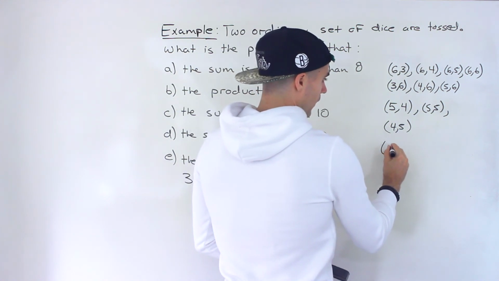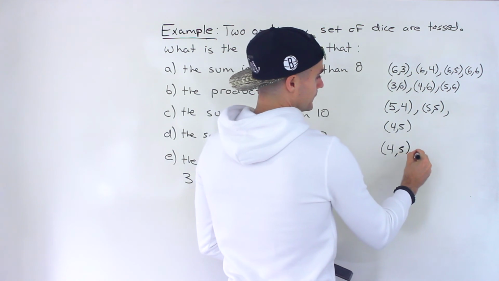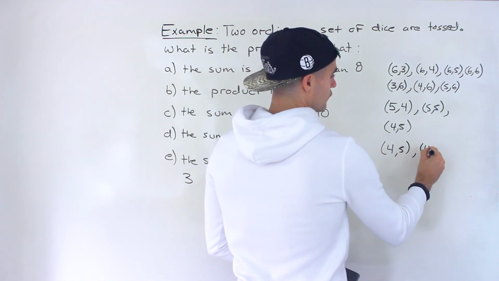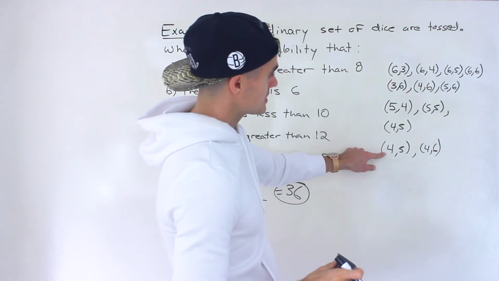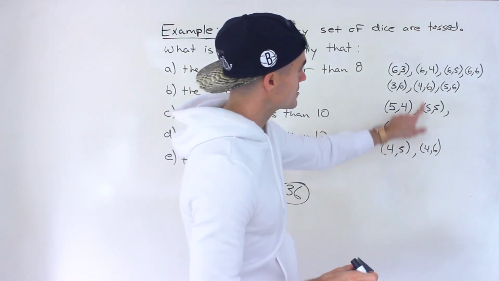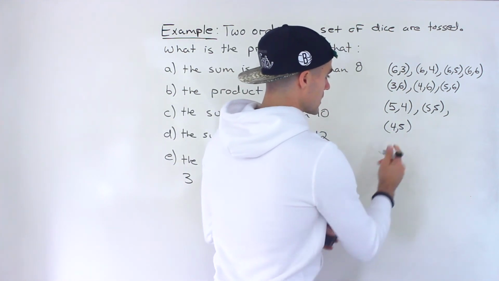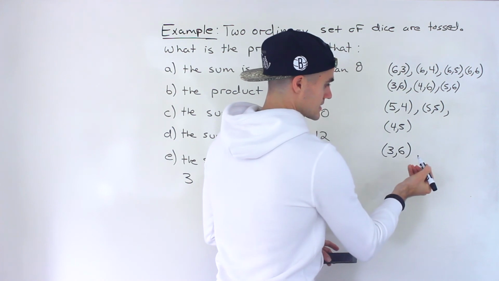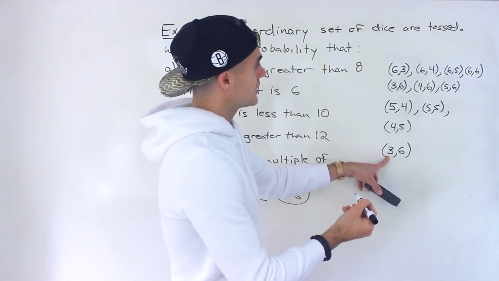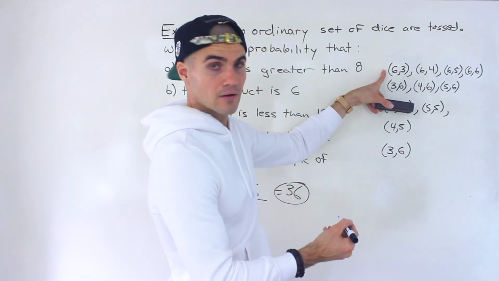What about 4? Well, the only way 4 can work is if we have a 5 or if we have a 6, but notice we already counted both of these. This we counted here, this we counted over here. And then with a 3, the only way that's going to work is if we have a 6, but 3 and 6 we already counted here, and then 6 and 3 we counted there.